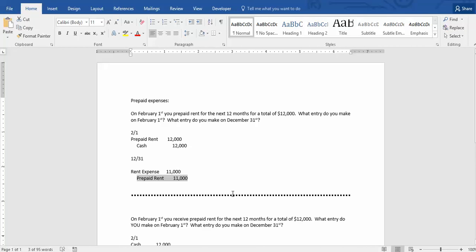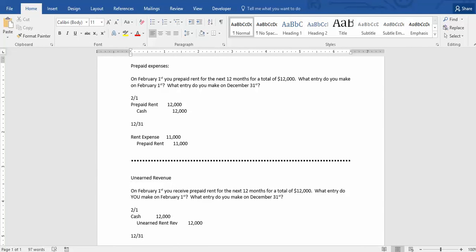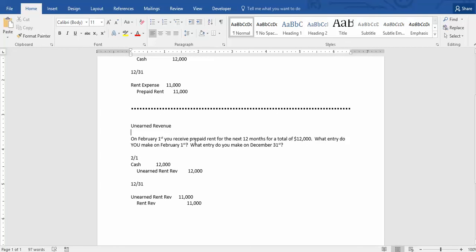Now, I wanted to go ahead and reverse this to show you the opposite. This is unearned revenue. So let's look at it from the same perspective, but you're receiving the rent. On February 1st, you receive prepaid rent for the next 12 months of $12,000. Obviously at that point, when they shove the money across the table at you, you haven't earned any rent yet. So on 2/1, the very first day, you're collecting cash of $12,000, so your assets go up. But your liabilities go up because unearned rent revenue means you've got to deliver 12 months worth of rent.